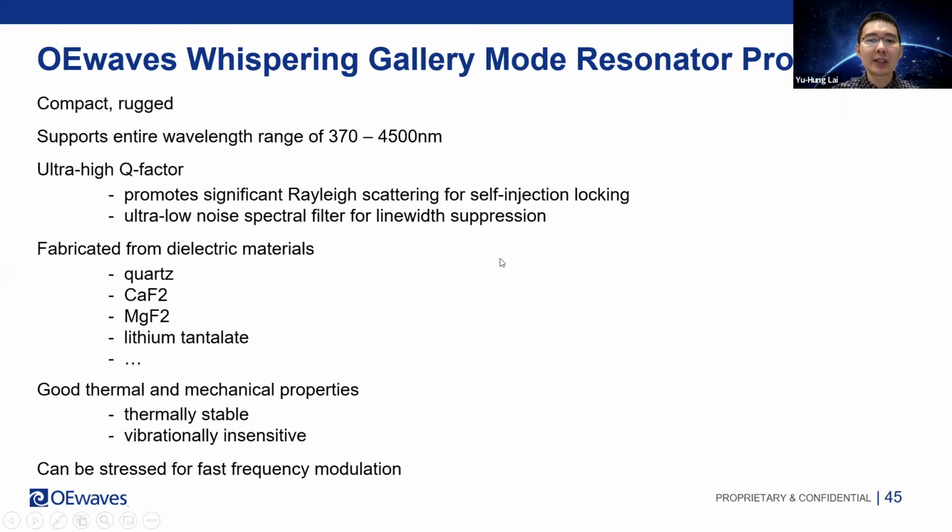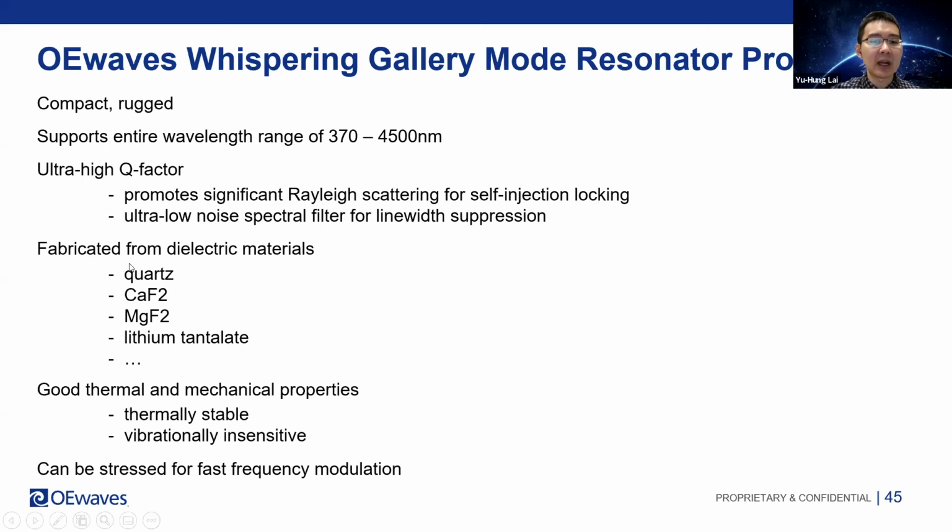Our OEwaves whispering gallery mode resonator has a lot of good properties. For example, it is compact and rugged. It supports the entire wavelength range from 370 to 4500 nanometers. It has an ultra high quality factor, so it promotes significant Rayleigh scattering for self-injection locking and ultra low noise spectral filtering for linewidth suppression.